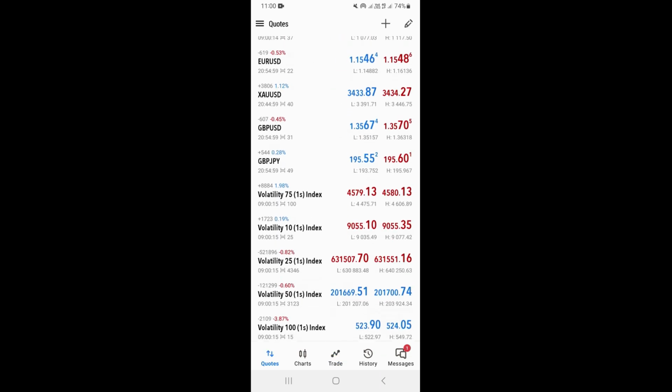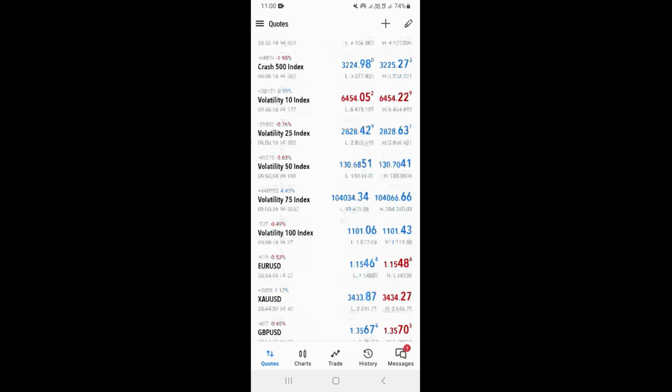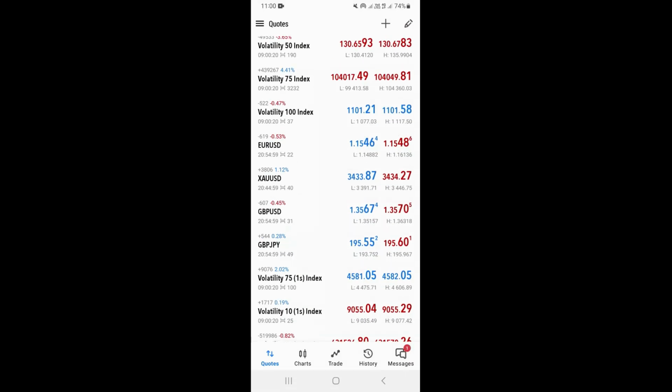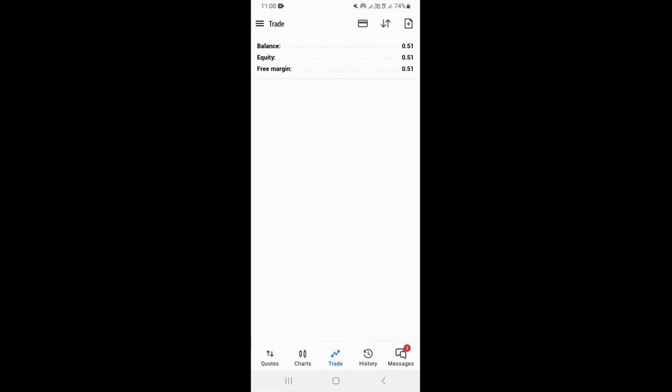But if you want to trade indices like Nasdaq, US 30 index, or volatility 75 index, you're going to be needing more money in your account. So basically, that's one of the things that you need to first make sure of: that you have the right amount of money for that particular asset that you're trying to enter some trades on.